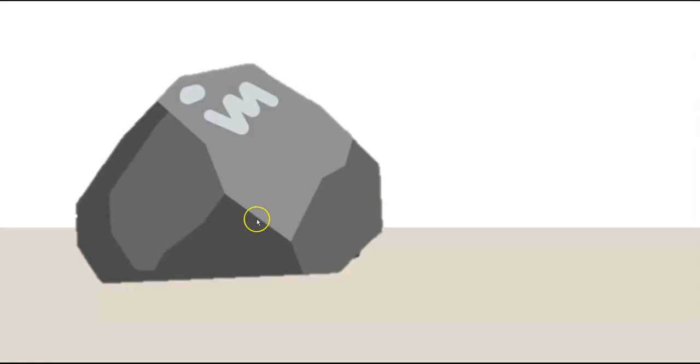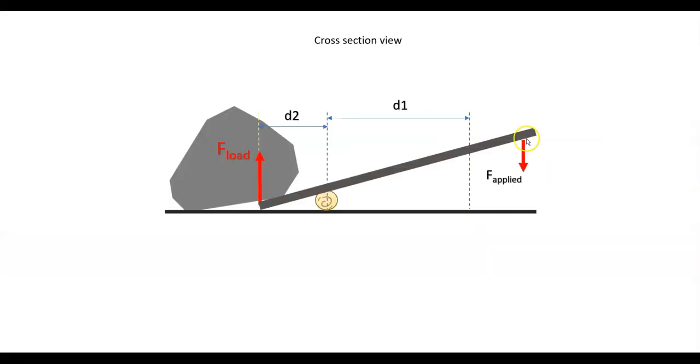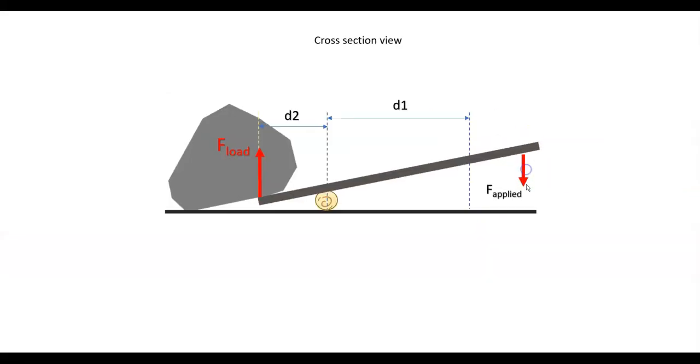In this diagram, we have a huge rock. If we try to move it with our bare hands, it will be too heavy for us to move it. However, if we use a metal rod to act as a lever and use a log to act as a pivot, we will find that we can lift the rock. Why is it so? When we apply a downward force, there is a turning effect.